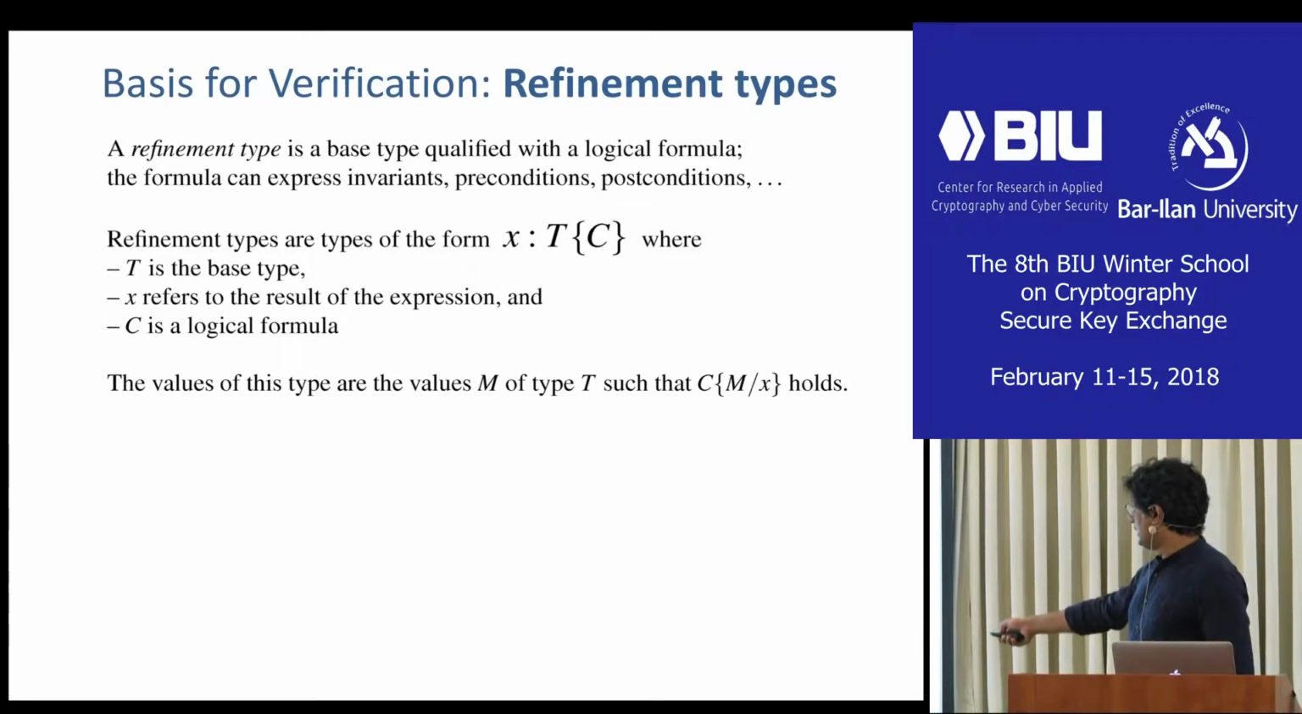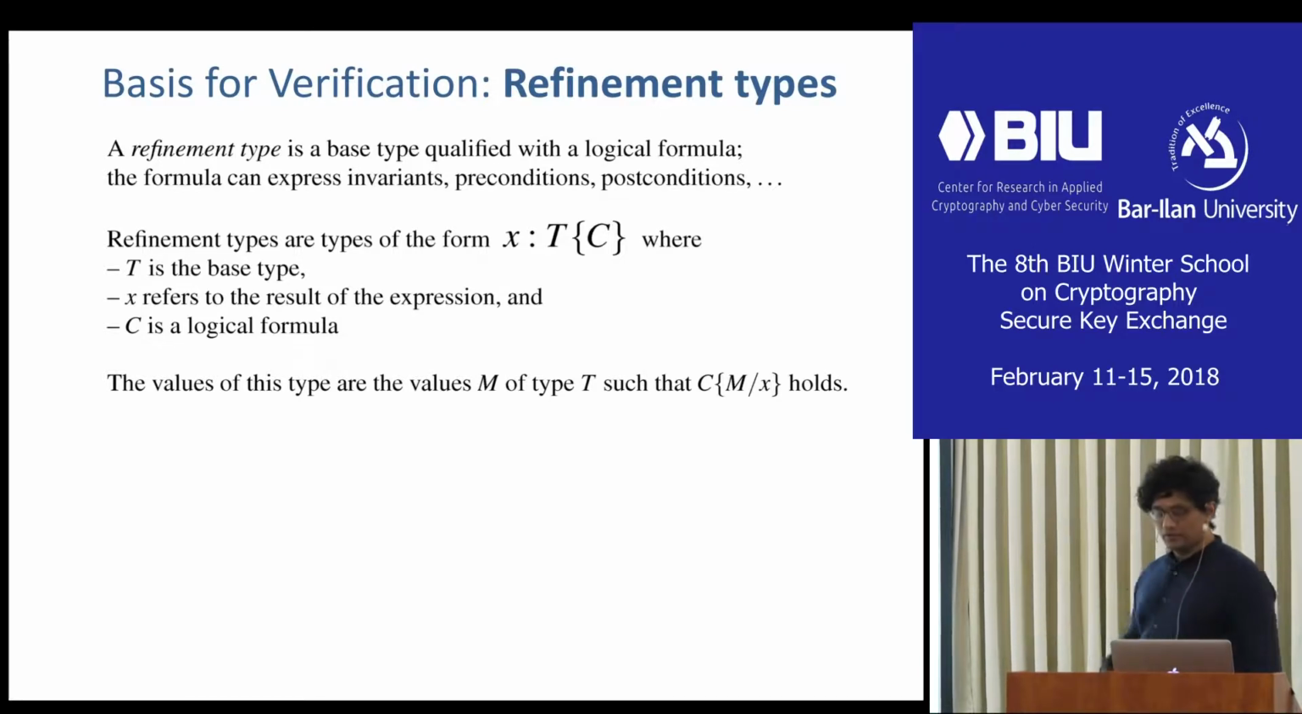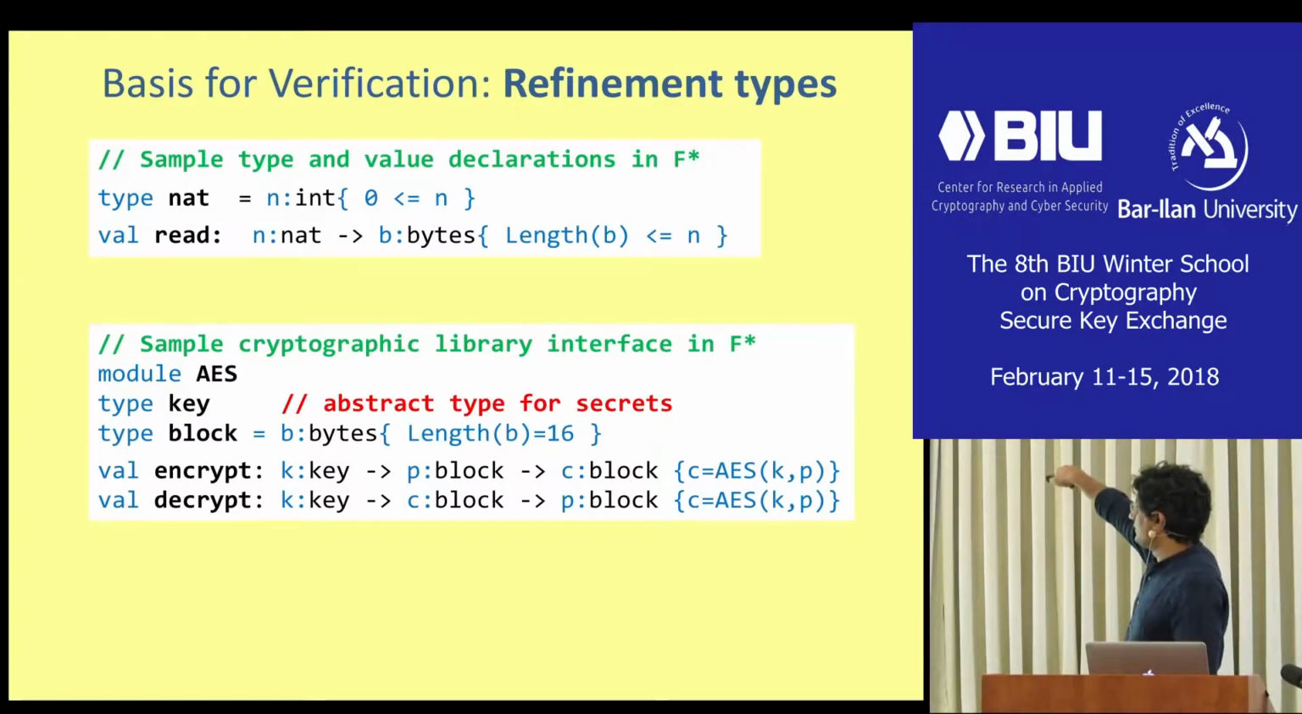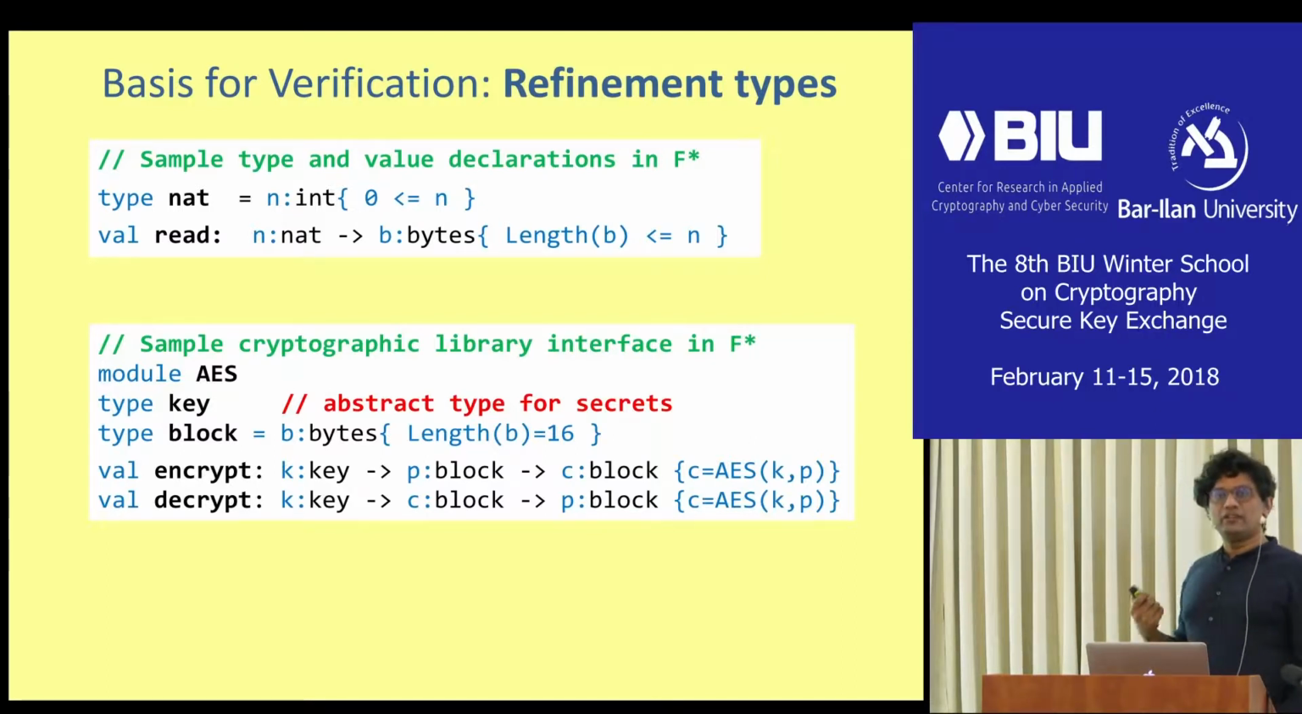So the values of this type are values of type t such that the condition holds. For example, I can write something like this: there is a type of natural numbers called nat, which consists of all the integers n such that 0 is less than or equal to n. So it's a very simple definition of natural numbers. It's just a way for me to define a logical invariant or logical precondition, postcondition, these kinds of things on the values I want to manipulate.